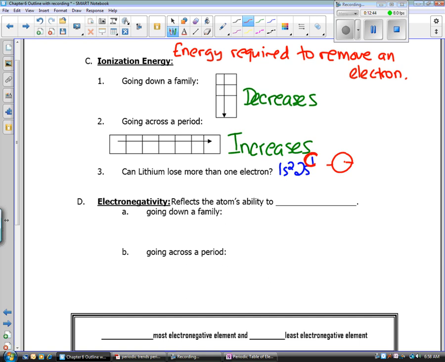The question is, can it lose another one? It's stable here. It's just like helium. It's happy. Yeah, it can. It has two. Yes, it is very possible. But you have to remember, we have 3 positives pulling in on 2 negatives. It's going to take a whole lot of energy to try and take that one away.